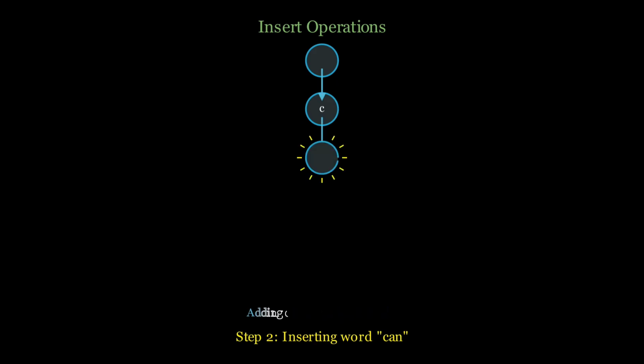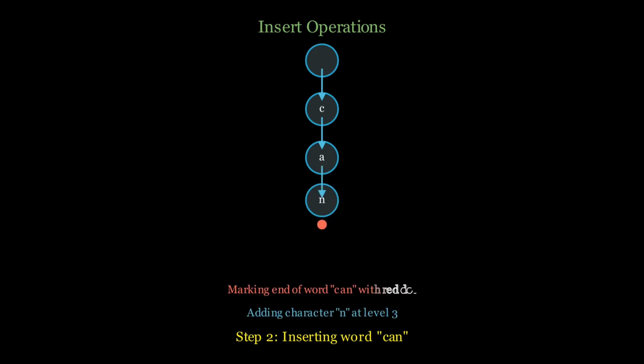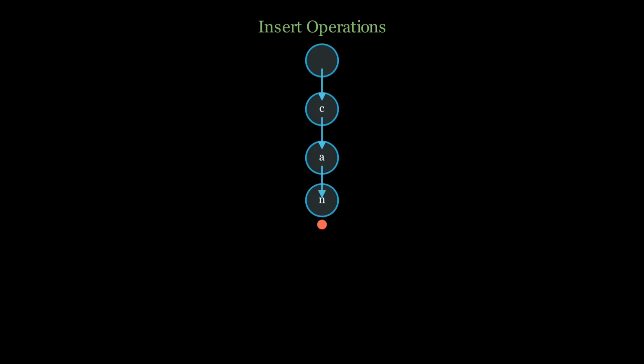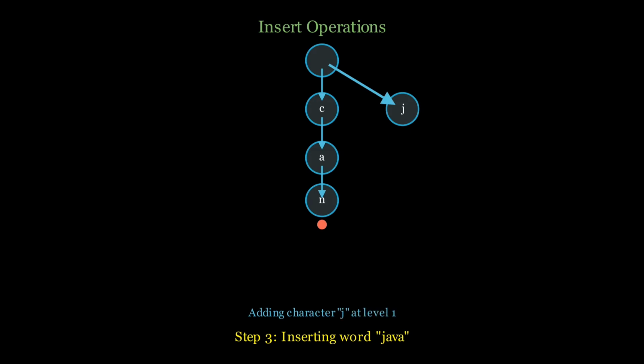First we will insert the word can. First we add C as a child of our root, then A branches off from C, and finally the N that completes the word, marked with a dot indicating the word ending.